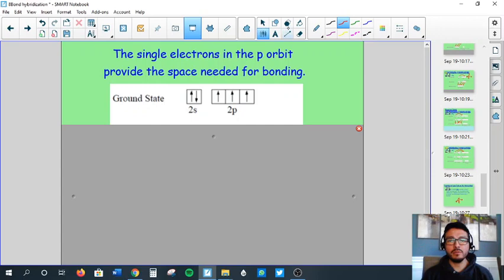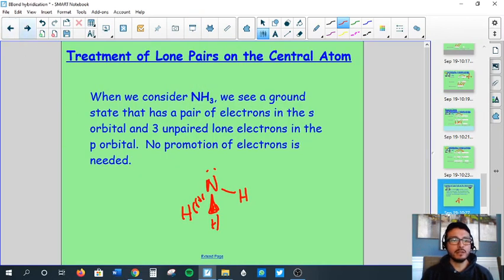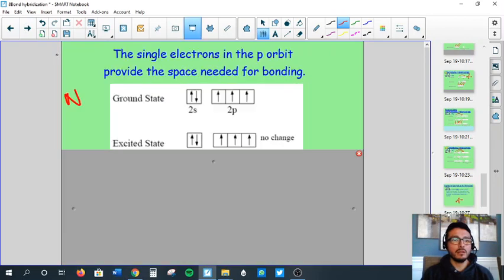All right, so in this example, for nitrogen, we have 1, 2, 3, 4, 5 electrons in its ground state. Remember, this is for nitrogen. In nitrogen, we need 1, 2, 3 ligands and 1 lone pair. So in our excited state, we have no change because we have what we need as it is. So 1, 2, 3 electrons in half-filled suborbitals create the conditions necessary for a covalent bond of 3 ligands. And this electron pair is our lone pair.